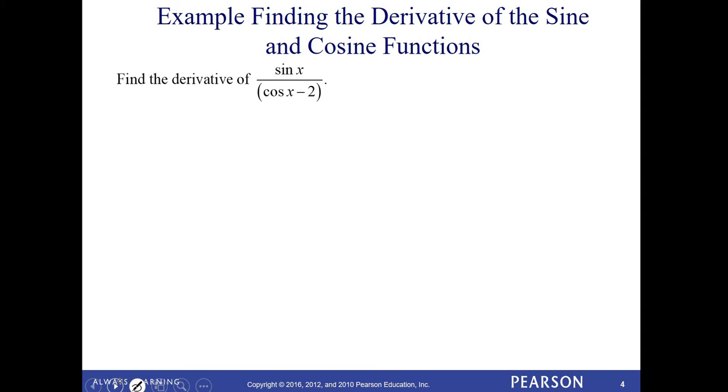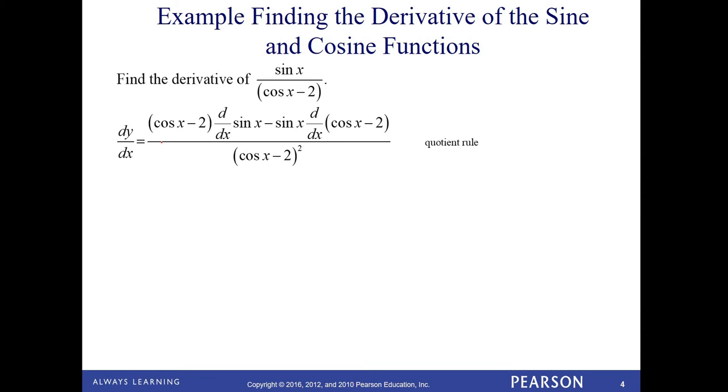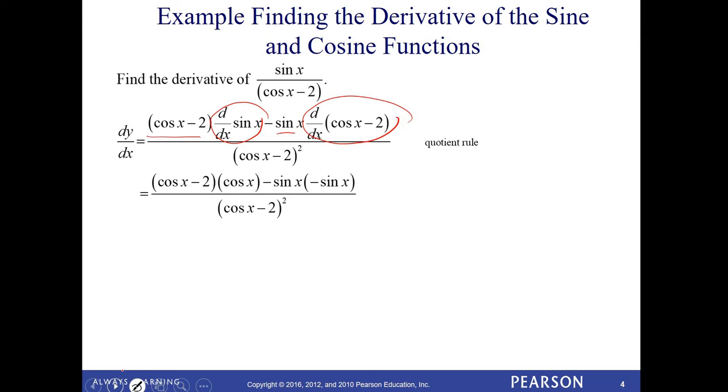So let's take a quick look at an example using sine and cosine. The derivative of sine x over cos x minus 2, we're going to need the quotient rule here for derivatives. So dy dx is the bottom times the derivative of the top minus the top times the derivative of the bottom over the bottom squared. So again, cos x minus 2, the derivative of sine x is cos x. We're putting that into place. The derivative of cos x minus 2 is negative sine x plus 0, which we don't need to write.